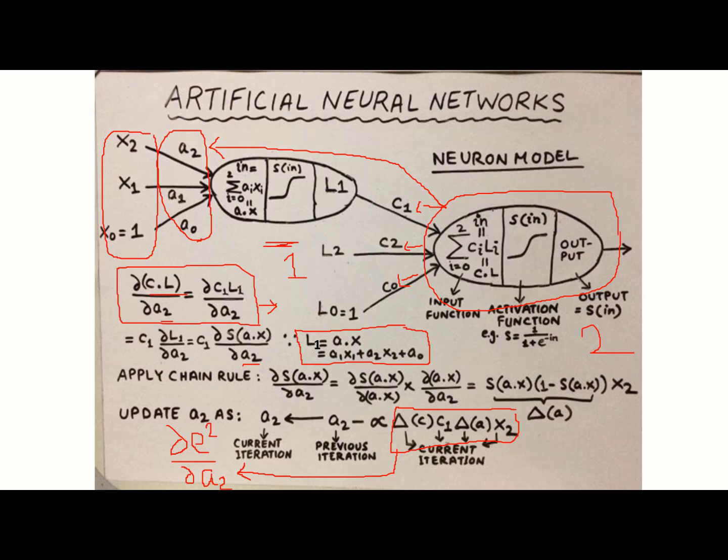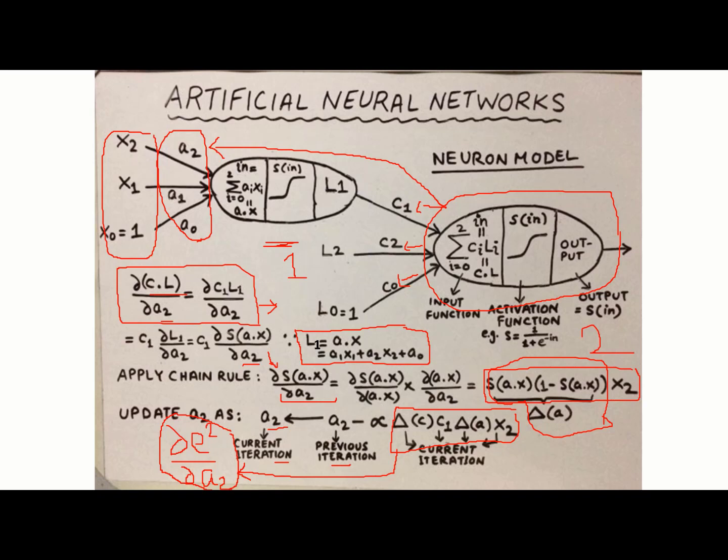Therefore, to simplify partial S(A·x) with respect to partial A2, you again use the chain rule, and the final answer would be S(A·x) times (1 minus S(A·x)) times x2. And again, we're going to call this quantity delta A. So in order to update the weight A2, the coefficient, in the current iteration, we are going to use the previous value of A2 minus alpha times partial E squared with respect to partial A2.